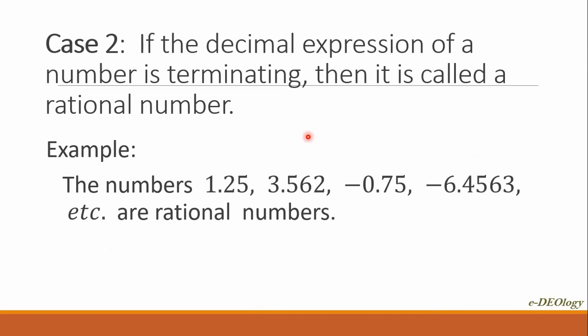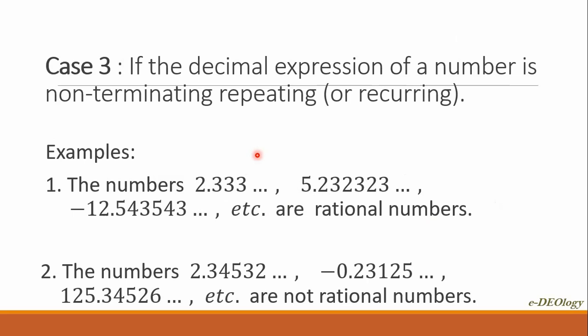For case 2, when we have a decimal expression, a decimal is called a rational number if it is terminating. Look at the examples: 1.25, 3.562, -0.75, -6.4563. So these are decimals that are terminating, and they are called rational numbers.